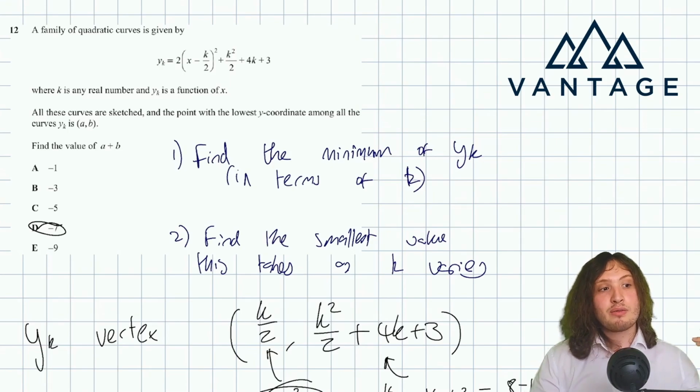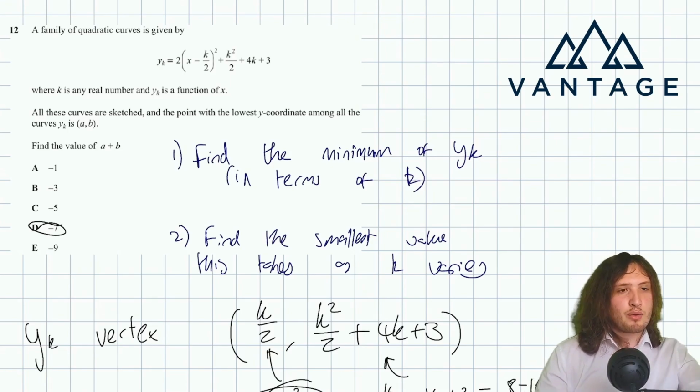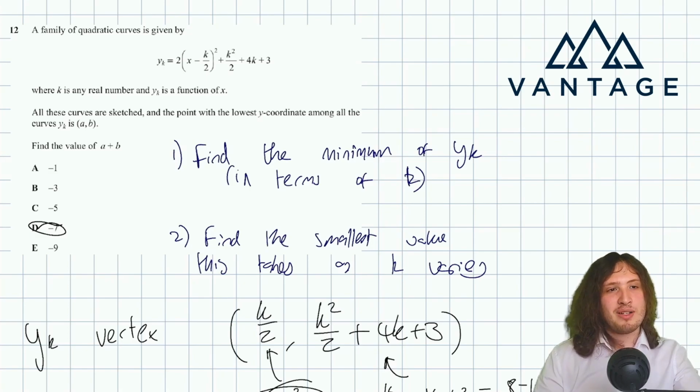So it's really helpful to realize that obviously the overall minimum is going to be one of the turning points, right? The vertex of one of the quadratics. And then we see that we can break the problem into these digestible chunks. First find the minimum of yk, and then look for the minimum of that as k varies.